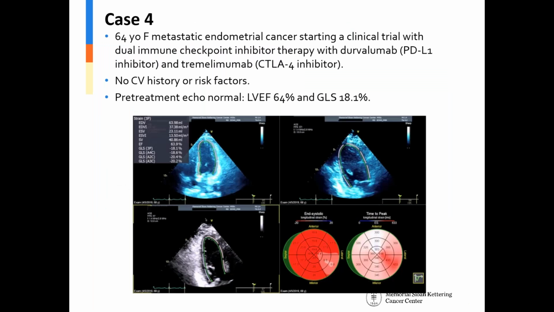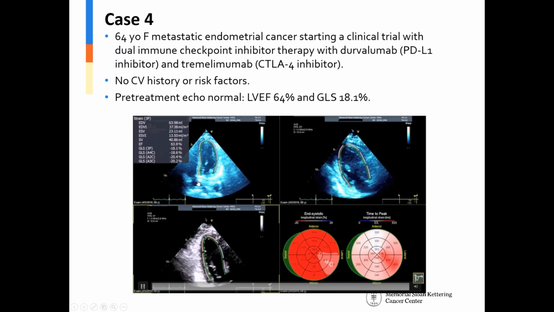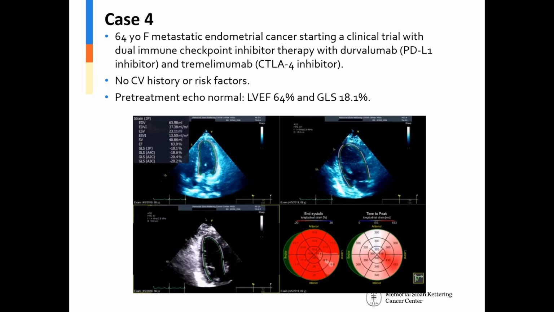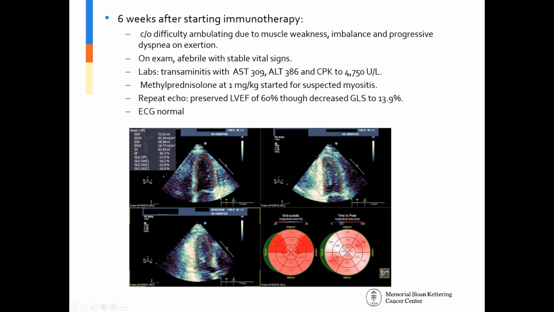All right. So the next case is a 64-year-old woman with metastatic endometrial cancer, starting a clinical trial with dual immune checkpoint inhibitor therapy with durvalumab and tremelimumab. No cardiovascular history or risk factors. Her pre-treatment echo is shown: normal ejection fraction and normal GLS. 6 weeks after starting treatment, she complained of difficulty ambulating due to muscle weakness, imbalance, and progressive dyspnea on exertion. On exam, she seemed stable.